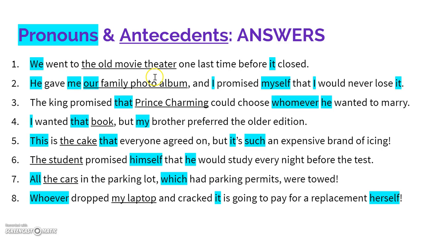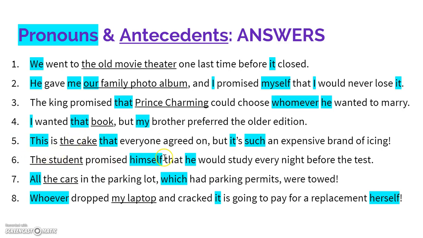He gave me our family photo album, and I promised myself that I would never lose it. And again, what does the word it represent? In this case, it goes all the way back to the antecedent, our family photo album. The king promised that Prince Charming could choose whomever he wanted to marry. I wanted that book, but my brother preferred the older edition. This is the cake that everyone agreed on, but it's such an expensive brand of icing. So here again, the word it, and even this and that all refer back to cake.